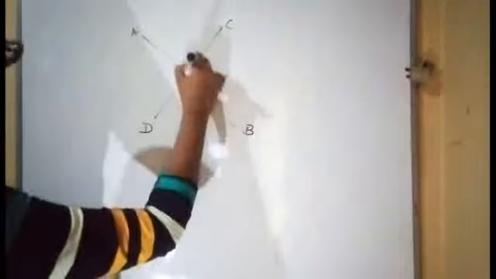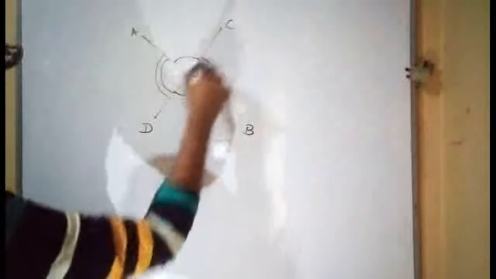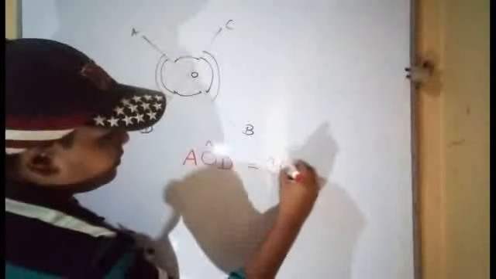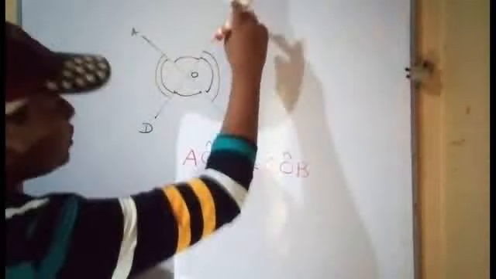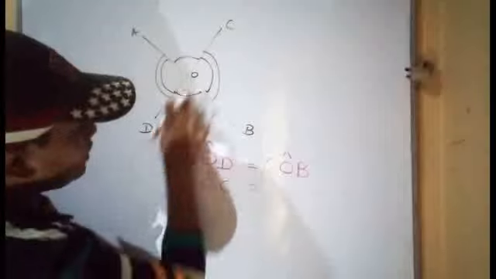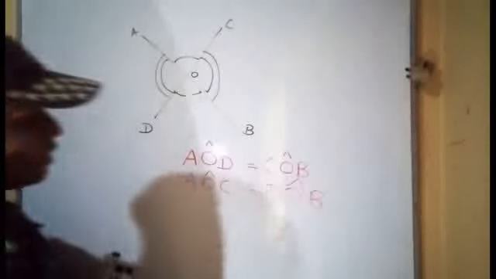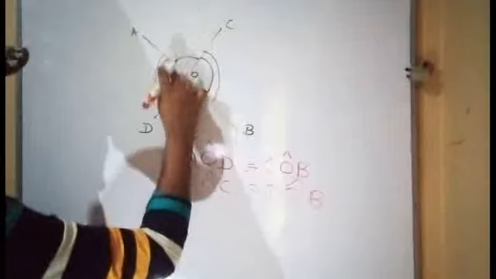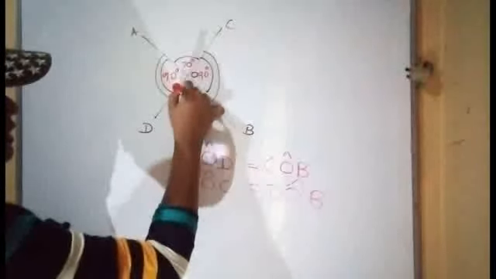Now you know the vertically opposite angles. Let's see. This means A, B, C, D, O. You can write the pairs: AOD equals COB, and AOC equals DOB. These are the vertical angles. Now this is 90 and this is 90. This is 70 and this is 70.